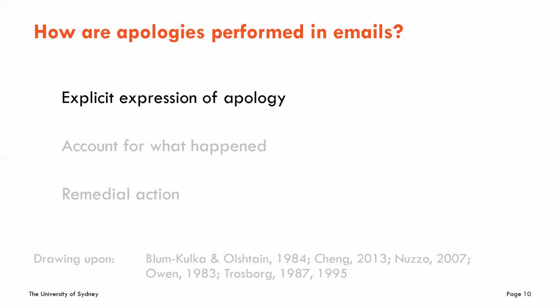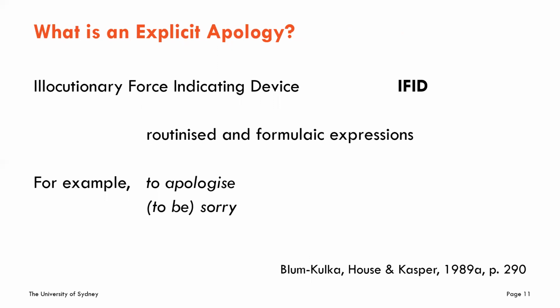And today we are focusing on one of those in particular, the explicit expression of apology. So explicit apologies were made explicit by the fact that they included an illocutionary force indicating device, which I will be referring to as an IFID throughout this presentation. So these are formulaic, routine expressions which we would commonly identify as carrying that apology. So as I said before, to apologize, to be sorry are prime examples.